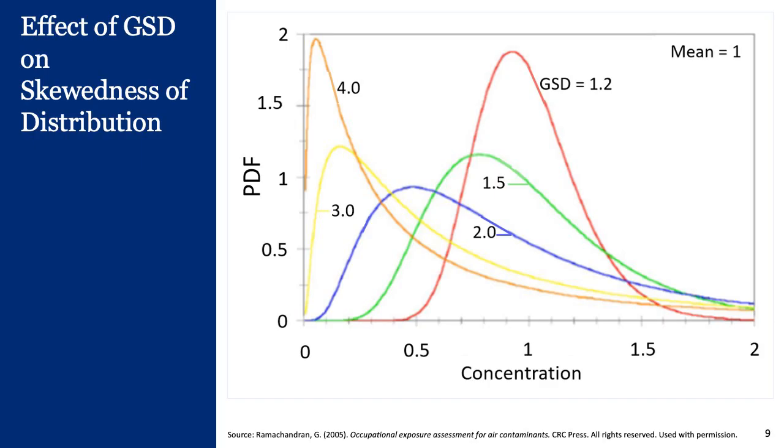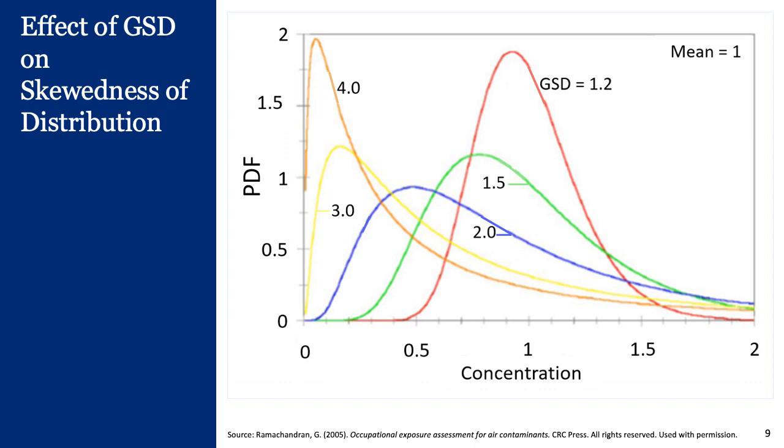So now let's move on to the next slide. And here we want to look at the effect of the geometric standard deviation on how skewed a particular log normal distribution is. As I said just in the previous slide, a geometric standard deviation cannot take a value less than 1. It at least has to be equal to 1.